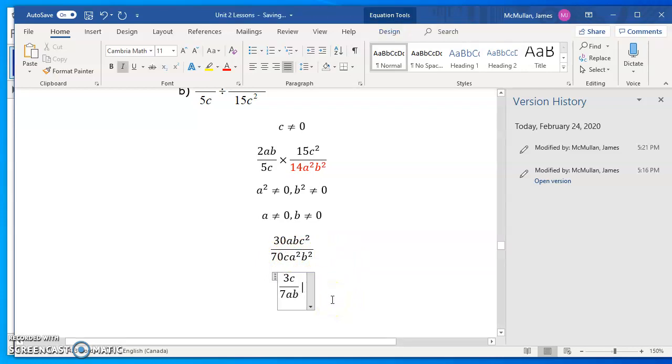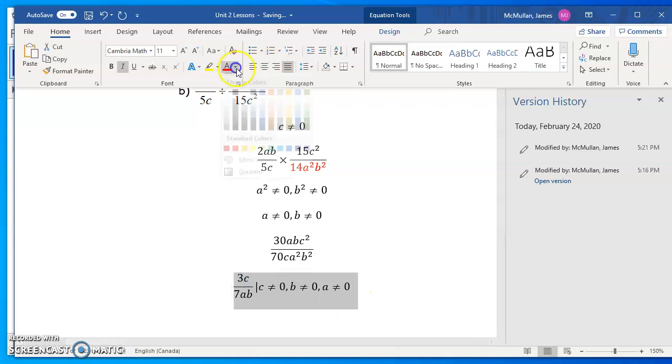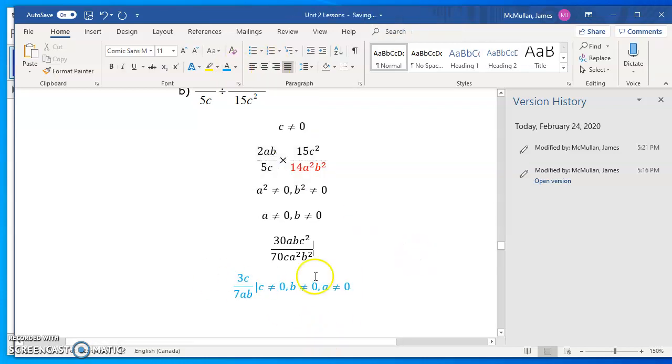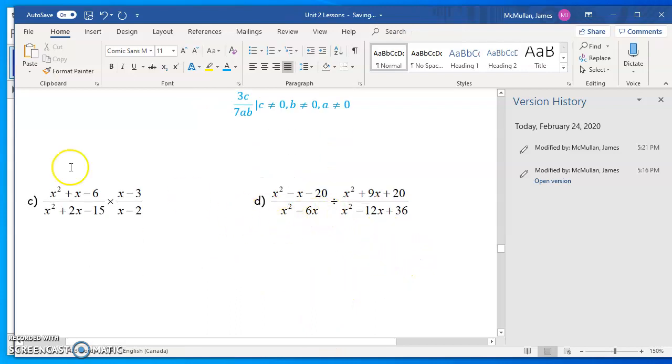And again, we're going to write some restrictions. C is not 0, B is not 0, and A is not 0. So those are the 3 restrictions that we have here. Again, this here is what your final answer ought to look like to be right.